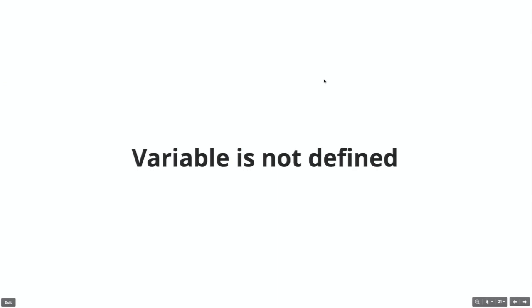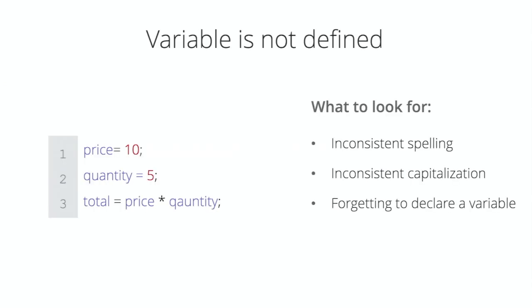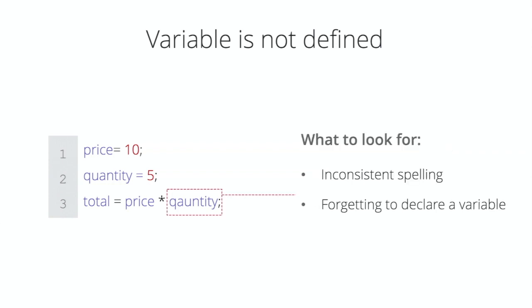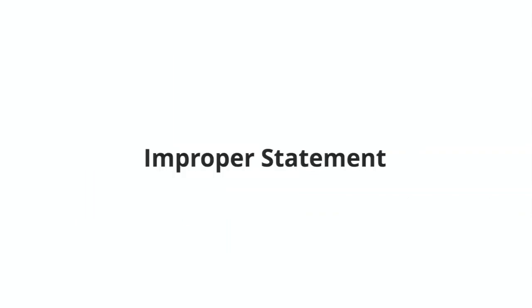Now, what happens when a variable is not defined, right? So there's different things to look for. Again, real basic stuff, but just make sure that your spelling is consistent. Sometimes people overlook basic stuff here. Sometimes you can have inconsistent capitalization, or you might forget to declare a variable at all before you actually use it. So in this case, quantity was spelled incorrectly, and so that's one of the errors that caused that statement to fail.